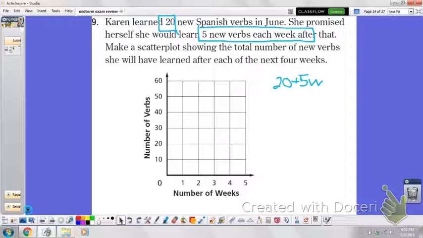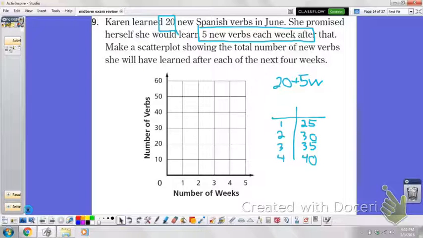So we'll use this expression to find out how many verbs she learns. And I need to do that for 4 weeks. So I have 1 week, 2 weeks, 3 weeks, and 4 weeks. Substitute each of these values into my expression. And after 1 week, she will have learned 25 verbs. After 2 weeks, she will have learned 30. After 3 weeks, she will have learned 35. After 4 weeks, she will have learned 40.